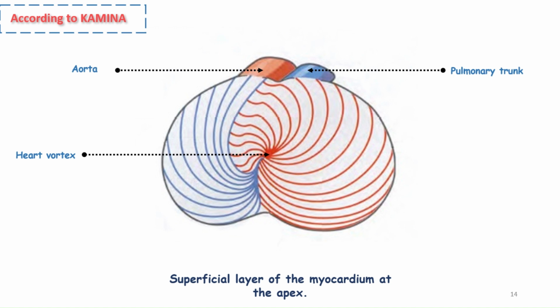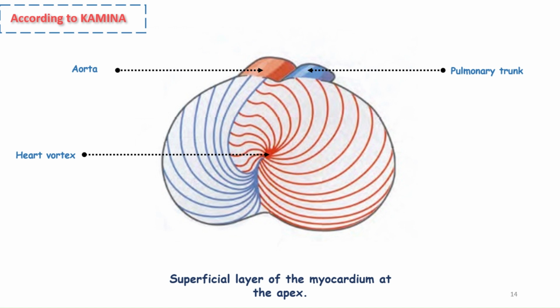On the left, we see the blue fibers of the right ventricle, wrapping around in a clockwise direction. On the right, the red fibers of the left ventricle spiral counterclockwise. This opposing spiral orientation allows the heart to produce a ringing motion during systole, which enhances the ejection of blood from both ventricles. At the top of the diagram, we see the aorta and pulmonary trunk, which mark the outflow tracts of the left and right ventricles, respectively.